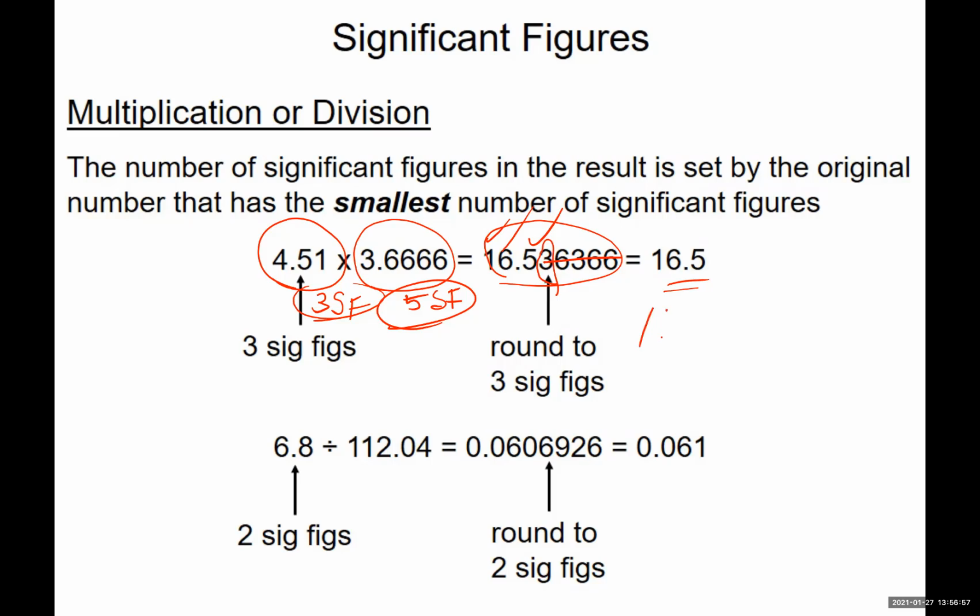What if I had this 16.5? Let's say 6, 6, 3, 3, 6. So I had 3 significant. If this was here, I have 3 significant figures. I cancel these. Look at the first digit dropped. It's larger than 5. So the answer is going to be 16.7, whatever the unit is. Why? Because the first digit I'm dropping is larger than 5.